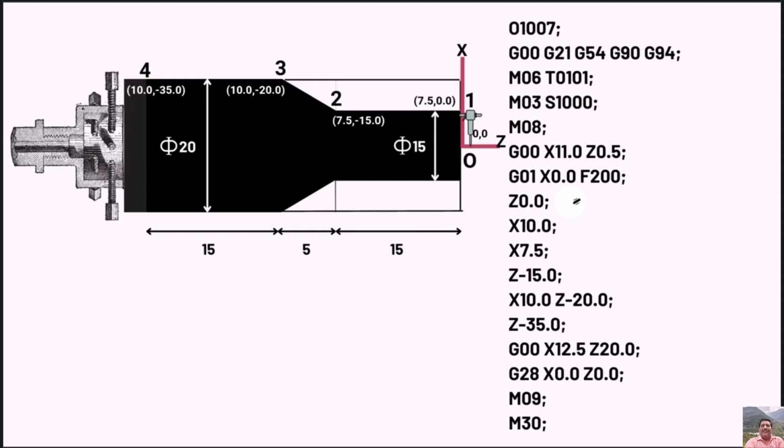Now the tool has come to 0.0 datum position corresponding to x-axis, but it's still 0.5 mm away from datum corresponding to z-axis. So in this line, we are getting the tool exactly at the datum position by providing command Z0.0.